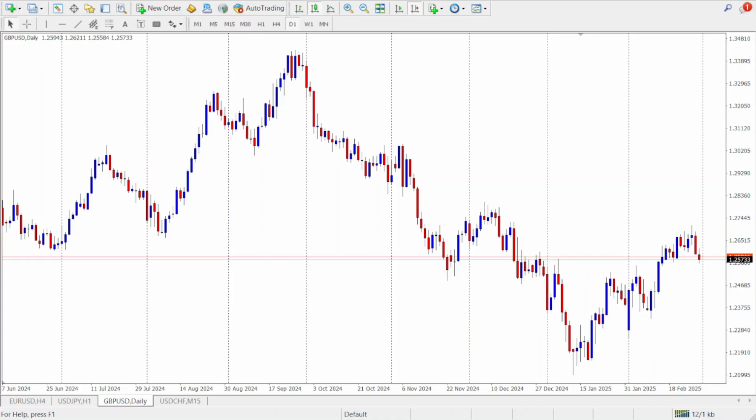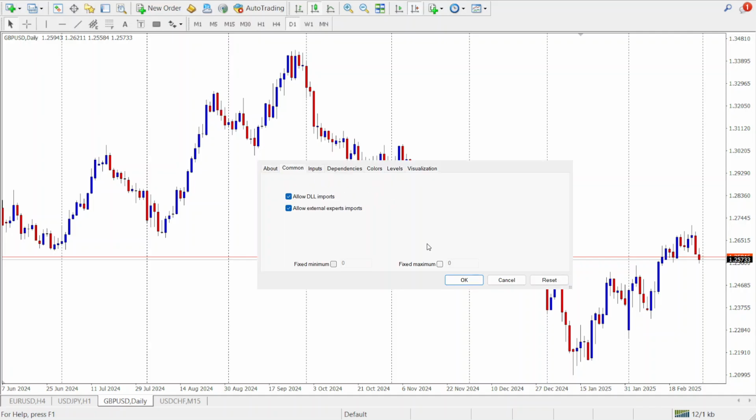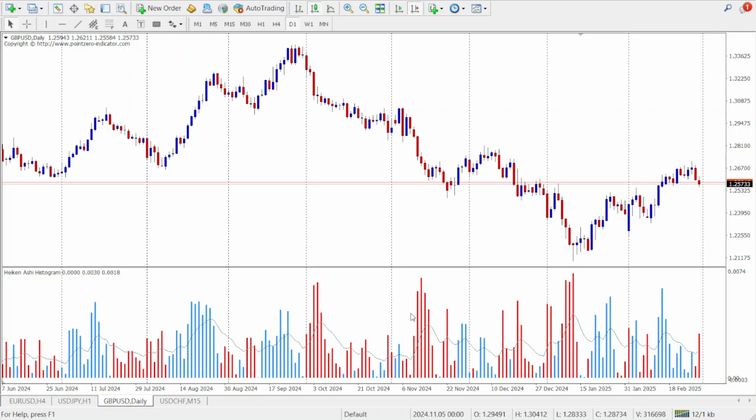In this video, we are diving deep into the Heiken Ashi Histogram for MT4. It is actually a powerful tool that can help you identify trends with greater accuracy and less noise. So if you have been struggling with choppy price action and unclear signals, then this indicator might be exactly what you need. I'm just going to add the Heiken Ashi Histogram indicator to the chart right away.